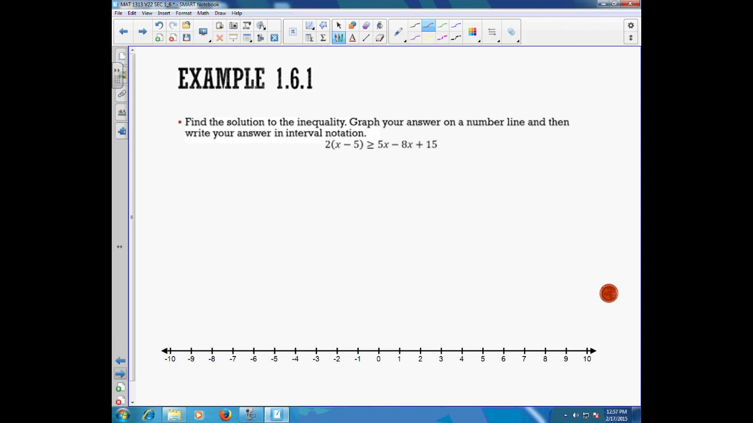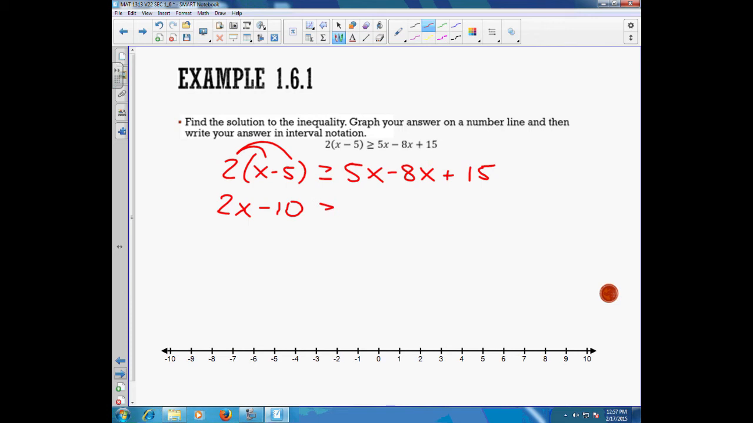We have 2 times x minus 5 is greater than or equal to 5x minus 8x plus 15. So first, let's distribute and combine our like terms. We're going to distribute the 2. 2 times x is 2x. 2 times negative 5 is negative 10. It's greater than or equal to 5x minus 8x, which is negative 3x, plus 15.